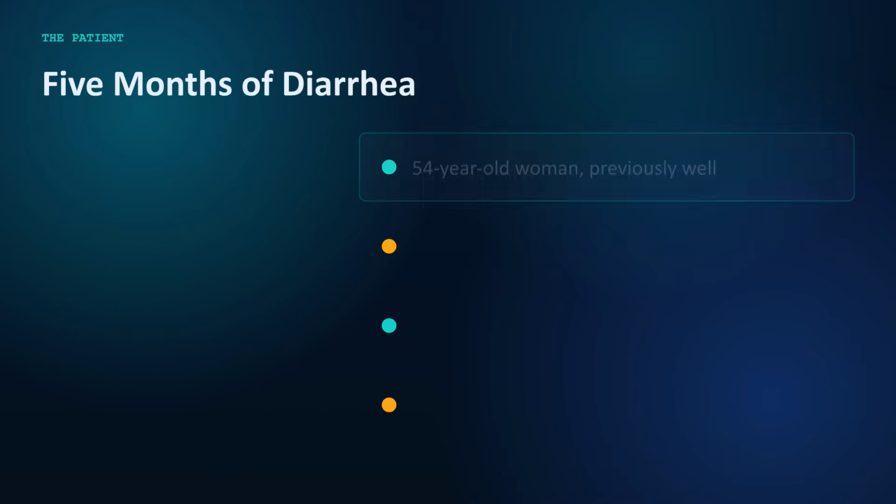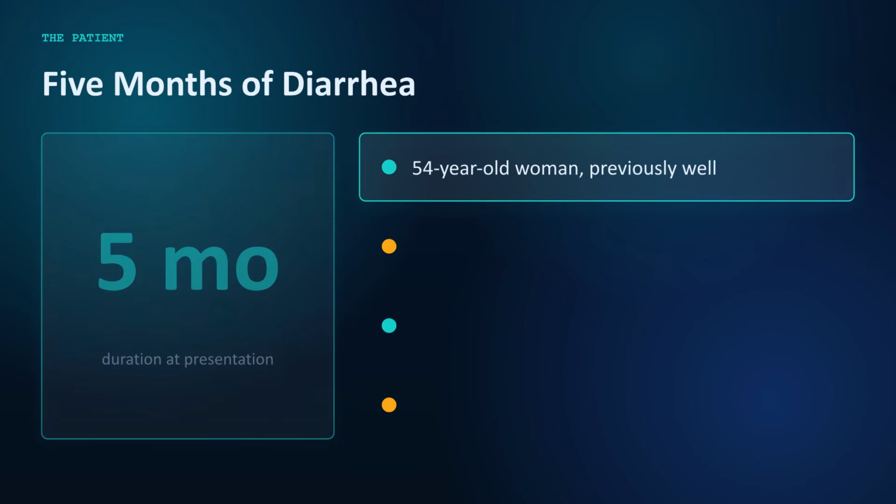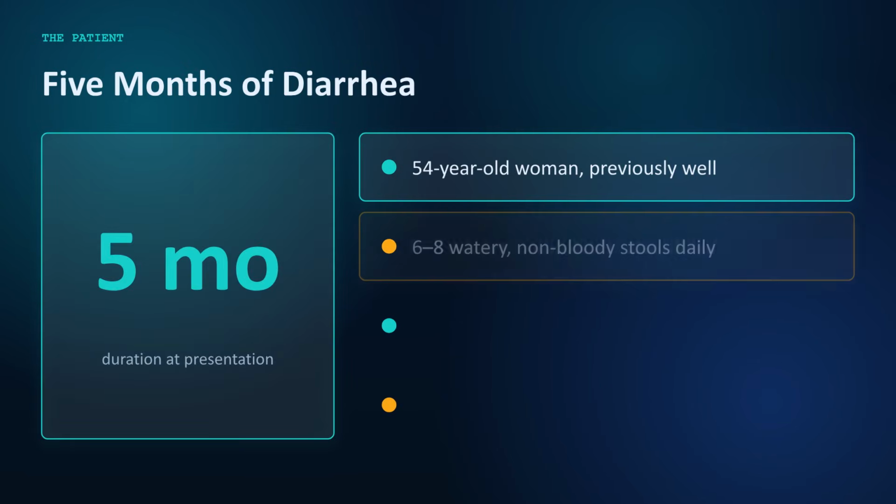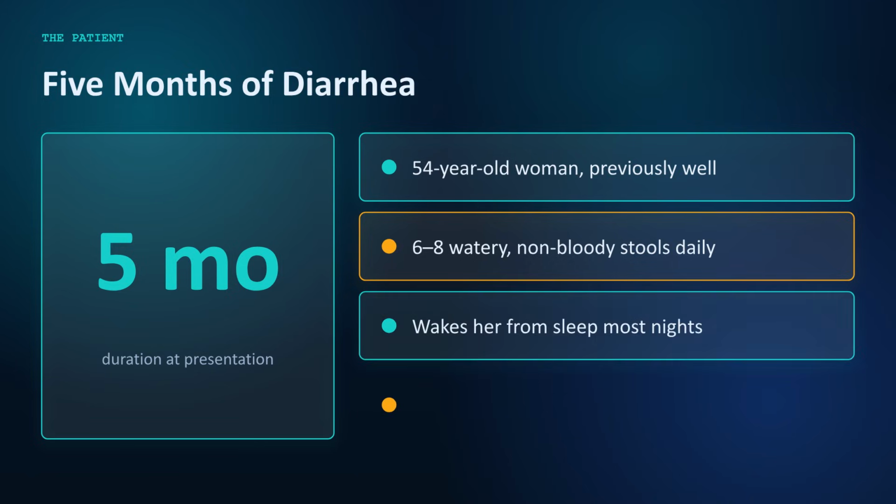Here is our patient. A 54-year-old woman comes to clinic with 5 months of diarrhea. She describes 6 to 8 watery, non-bloody stools a day. The one detail that should already grab you is this: the diarrhea wakes her from sleep. Nocturnal diarrhea is a red flag. It points toward an organic cause and away from irritable bowel syndrome.